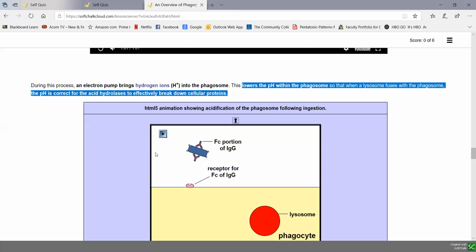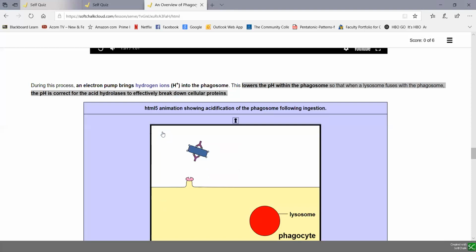So here we're seeing a bacterium being attached to the surface of the phagocyte by enhanced attachment, or opsonization, using IgG.